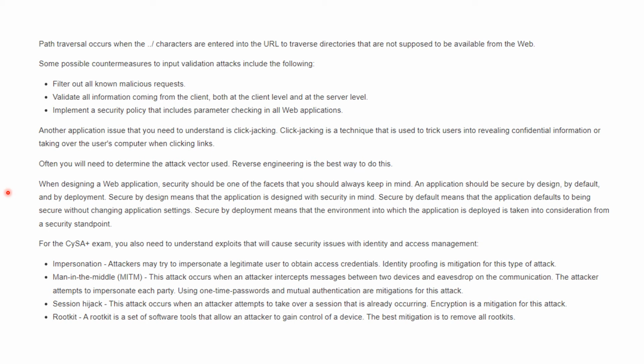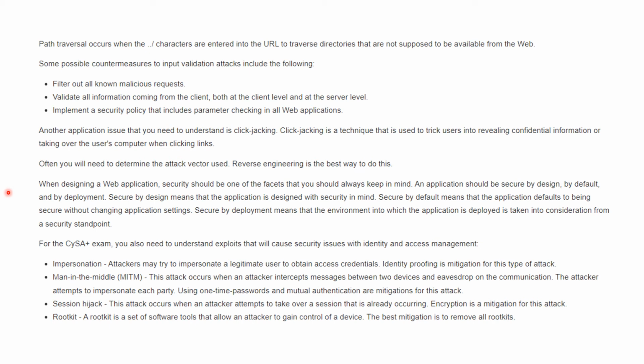security standpoint. For the CySA+ exam, you also need to understand exploits that cause security issues with identity and access management. For example, impersonation. Attackers may try to impersonate a legitimate user to obtain access credentials. Identity proofing is a mitigation for this type of attack, like multi-factor authentication, for example.